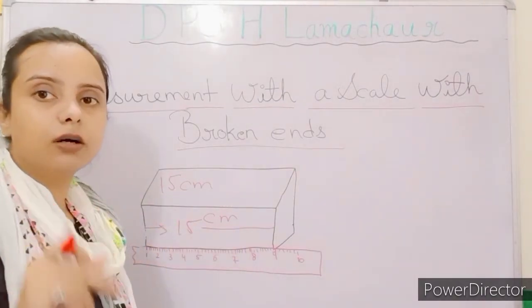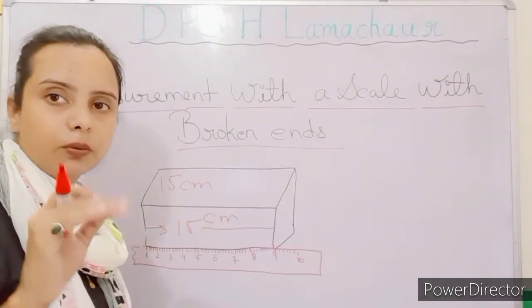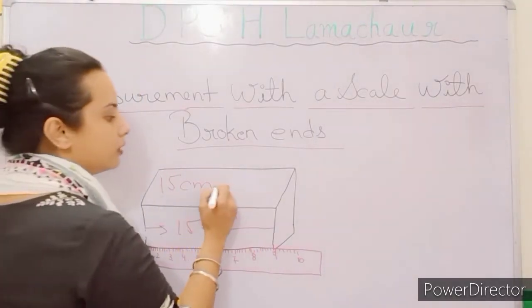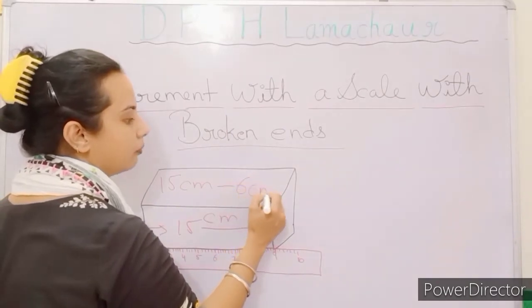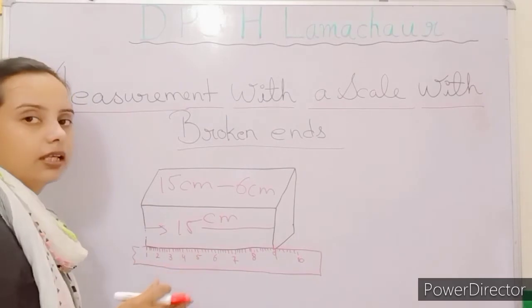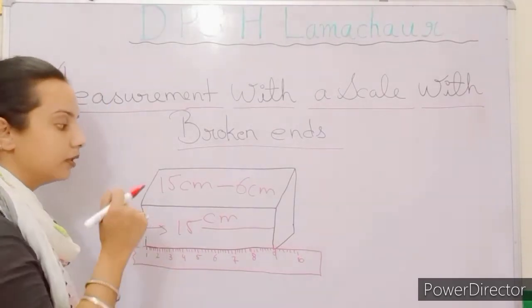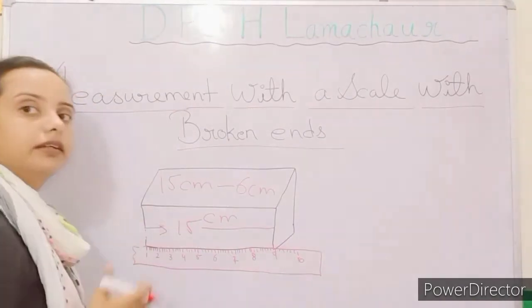No. So how much is broken? From the starting, means the 6 centimeter of the scale is broken. So what you will do, you will just minus 6 centimeter from this and you will get how much? अगर हम 15 से 6 माइनस करेंगे then how much we will get? Can you guess?